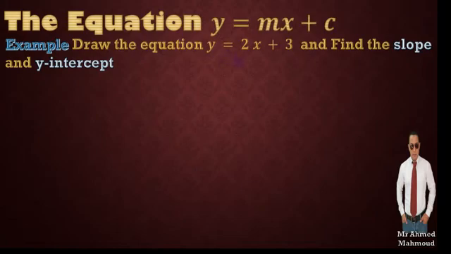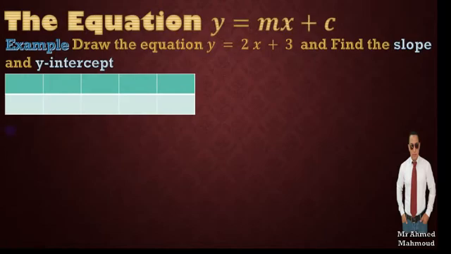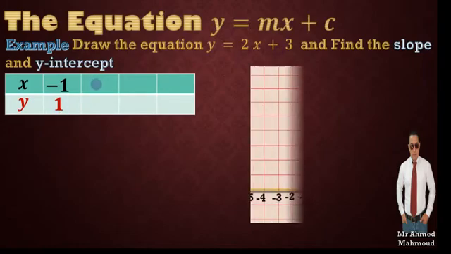Okay, to represent this equation graphically, I'm going to draw a table like this, and here I will write x and here I will write y. At x I will write any numbers. For example, I will write -1 here. If x equals -1, then 2 times -1 plus 3 equals 1. So y equals 1. Now I will put x equals 0.